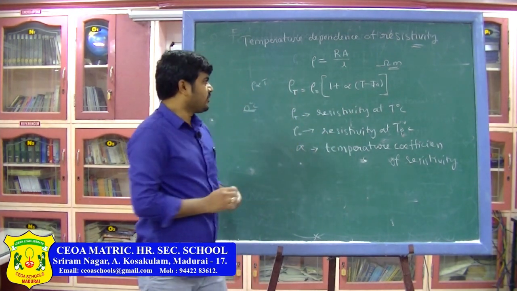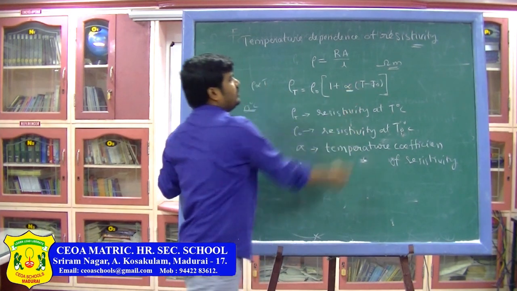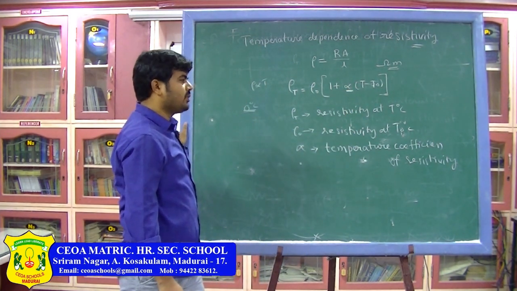So that is what the equation says. Now let us define this value alpha, that is the temperature coefficient of resistivity.